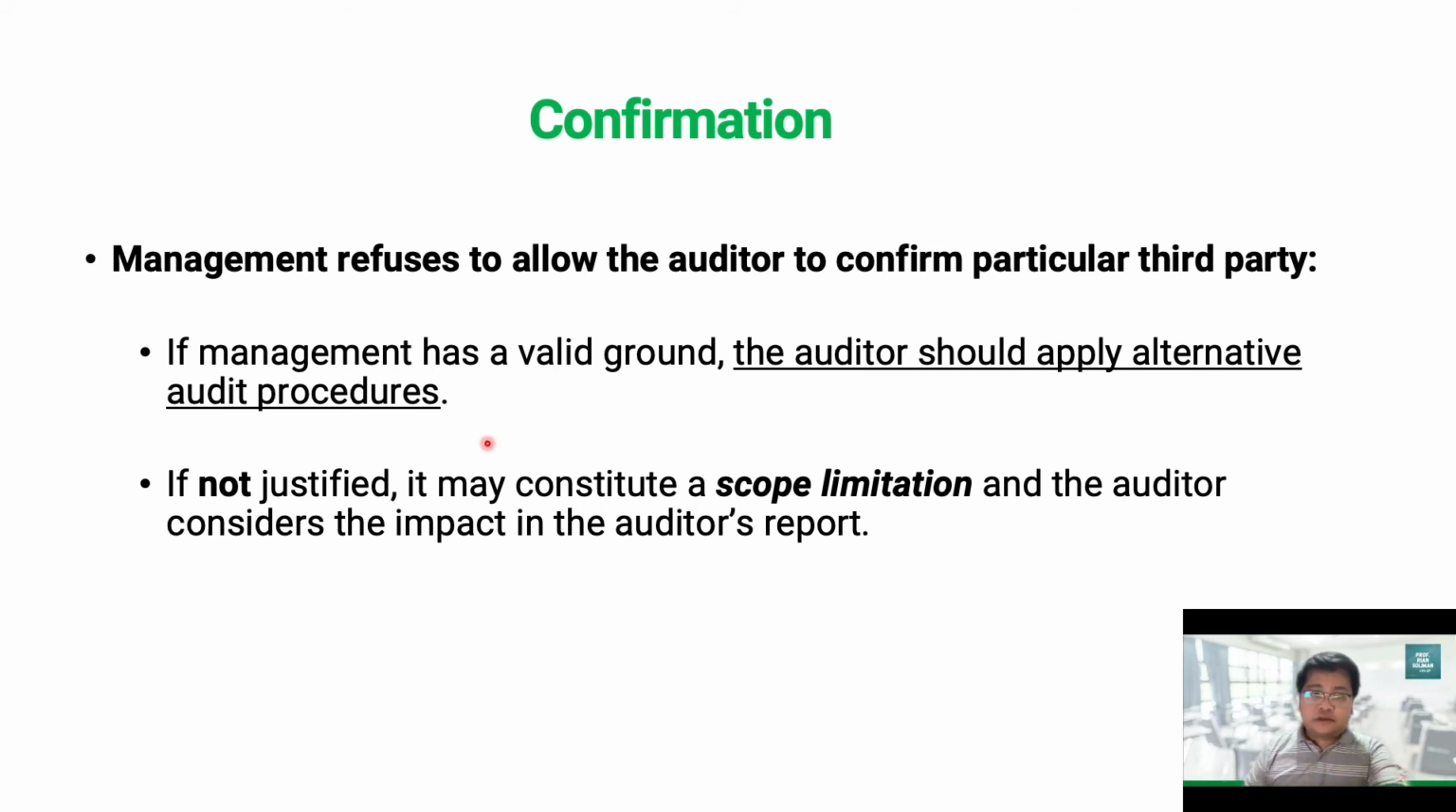But if there is no valid reason, it's not justified, then it may constitute a scope limitation as we were not able to obtain sufficient appropriate evidence. So we have to consider the materiality and significance of it in our audit opinion. Okay?